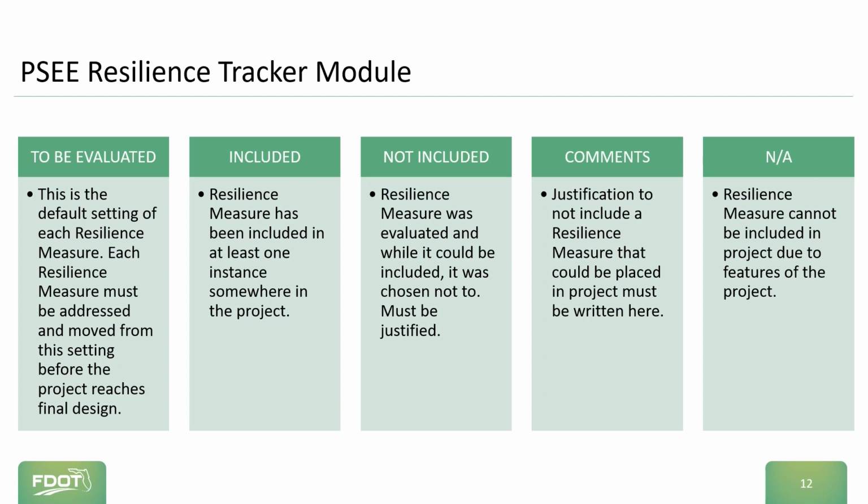Included. Resilience measure has been included in at least one instance somewhere in the project. Not included. Resilience measure was evaluated, and while it could be included, it was chosen not to and must be justified. Comments. Justification to not include a resilience measure that could be placed in a project must be written here. And NA. Resilience measure cannot be included in the project due to features of the project.